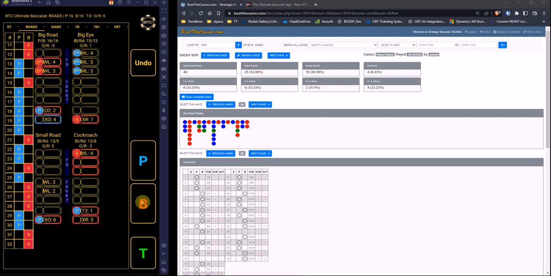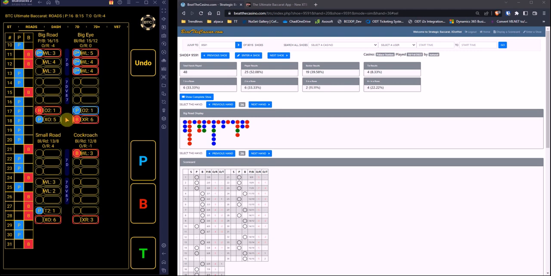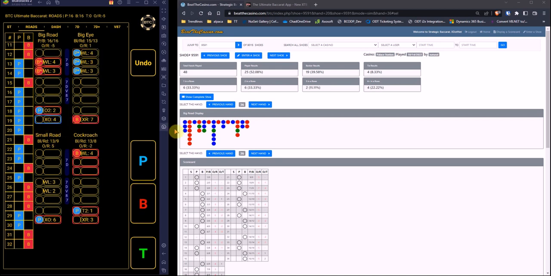Okay, it's a banker. So now I want to undo that and have you watch this. XTB opposite is recommending player, but it went banker. So let's keep an eye on this box here. Banker. Boom, it goes cold.